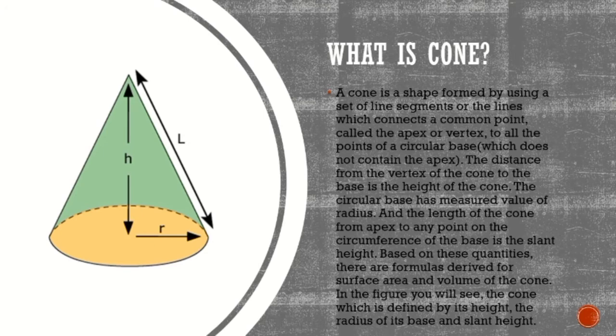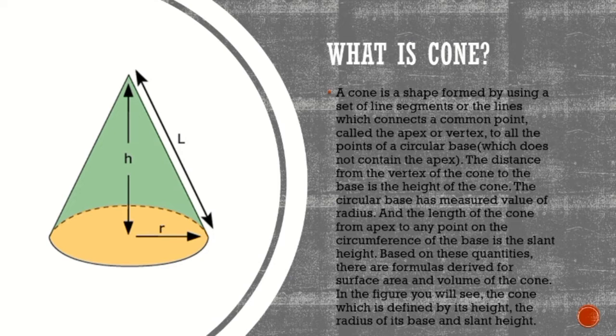What is a cone? A cone is a shape formed by using a set of line segments or lines which connect a common point, called the apex or vertex, to all the points of a circular base which does not contain the apex. The distance from the vertex of the cone to the base is the height of the cone. The circular base has a measured radius, and the length of the cone from apex to any point on the circumference of the base is the slant height.